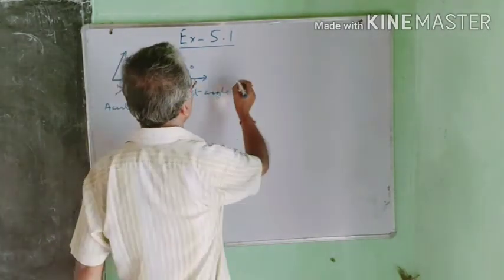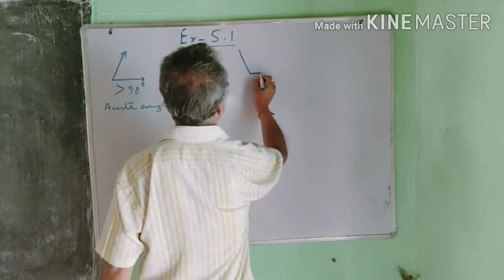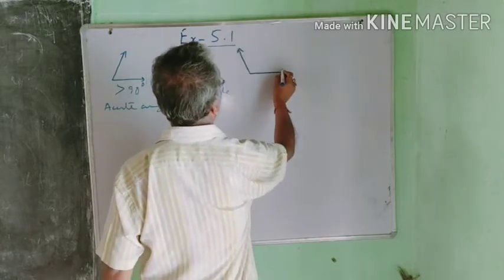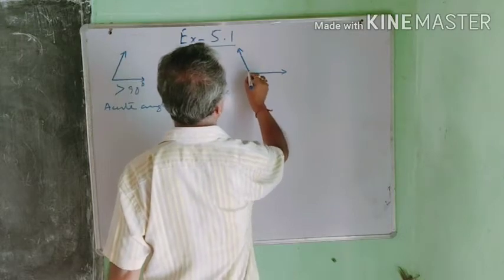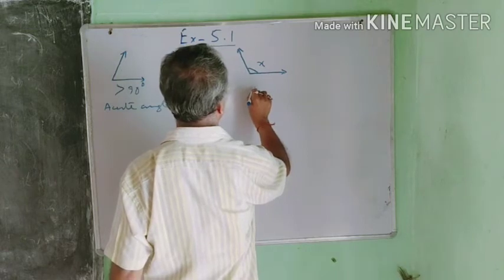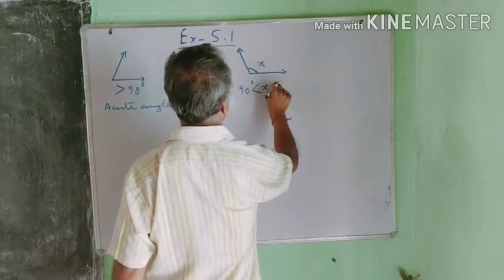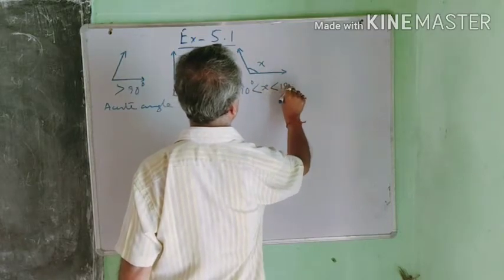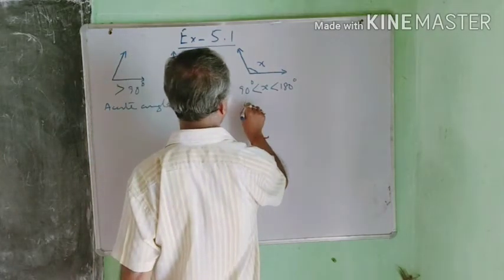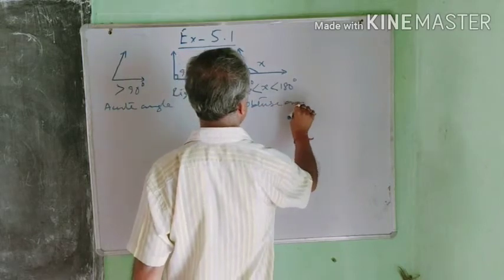If an angle measures more than a right angle but less than two right angles, that is more than 90 degree but less than 180 degree, then it is called obtuse angle. Obtuse angle.